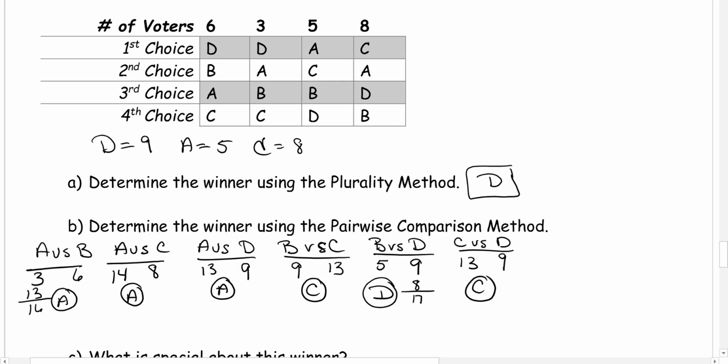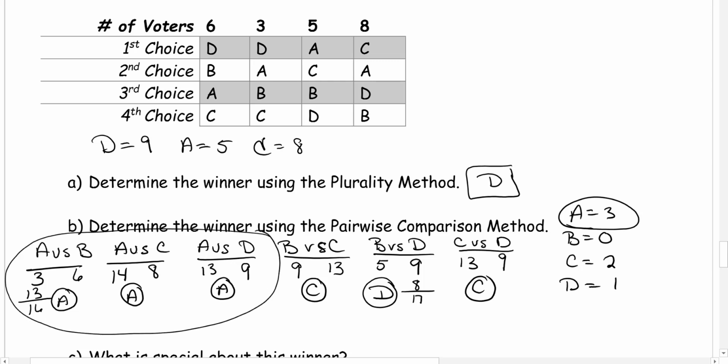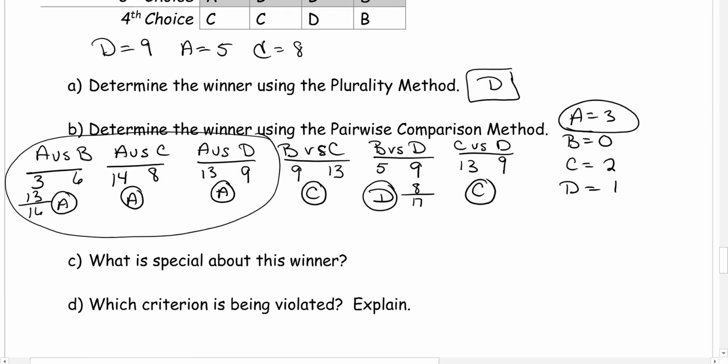So A has 3, B doesn't win any, C wins 2, and D wins 1. And so A is the winner. Not only is A the winner, but A wins all of its comparisons. So these are the only pairwise comparisons that A is involved in, and they win all of them. And so A is known as the Condorcet candidate.